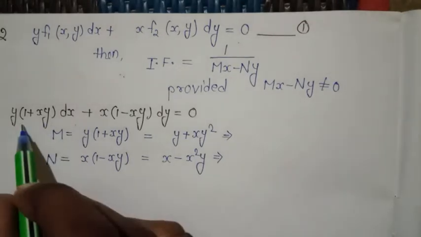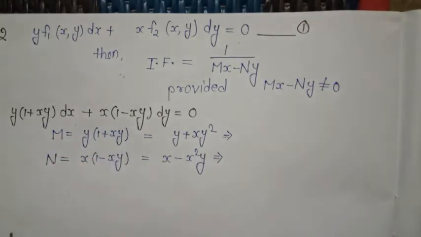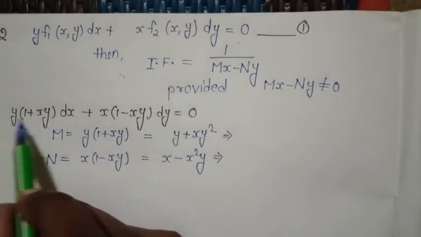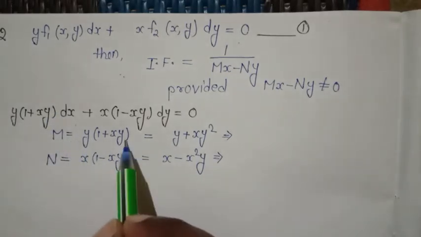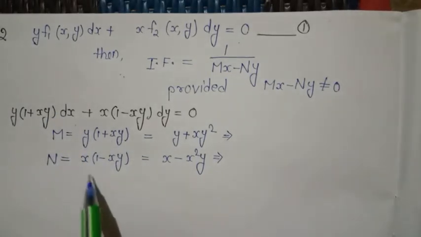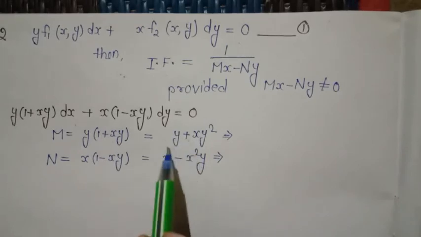If I compare the given equation with M dx plus N dy equal to 0, then I get the value of M as y into (1 plus xy) and the value of N as x into (1 minus xy). So I have written it in this form.